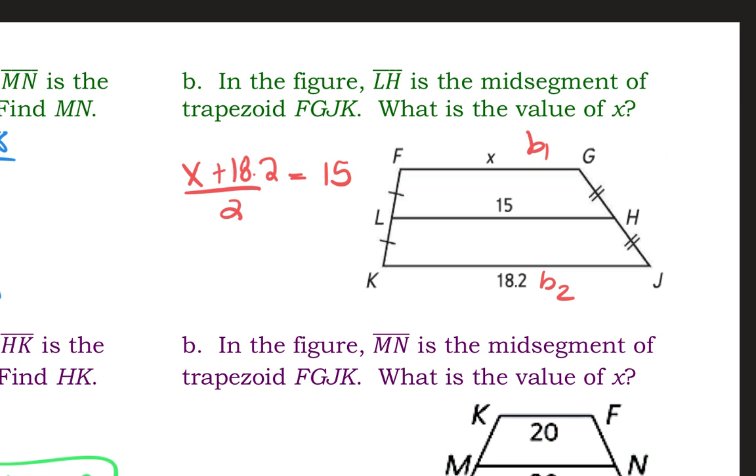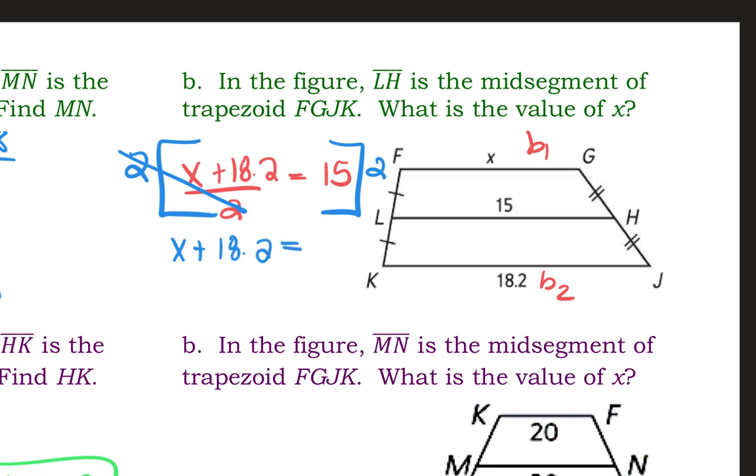How do I undo this? Multiply by what? 2. Am I only multiplying one side by 2 or one number by 2 or the whole thing? Has to be the whole thing. All right, now on this side, the 2's cancel out. You're left with X plus 18.2 equals 30. All right, now what do we want to do with the 18.2? Just subtract it. All right, let's subtract 18.2. What's our difference? 11.8.